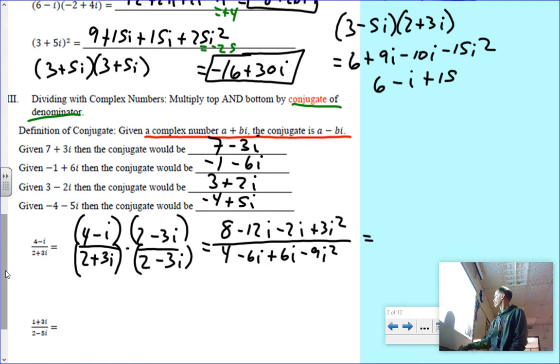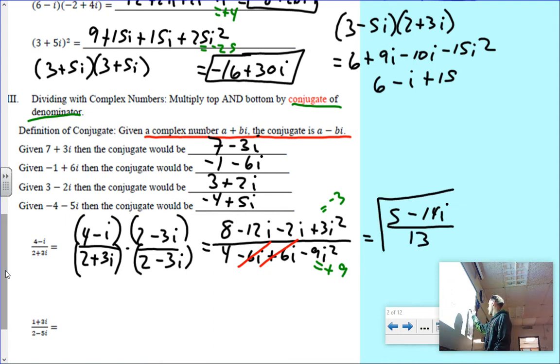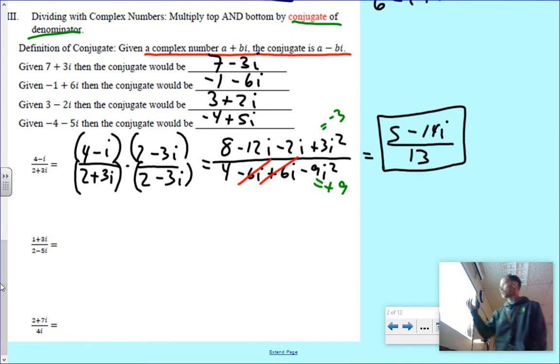We'll clean up the top. Remember, i squared is negative, so this is negative 3. So we have 5 minus 14i. But look what happens on the bottom. I got a negative 6i and a plus 6i. Those guys cancel out. And then this is equal to positive 9. So the bottom is just 13. Whenever you multiply by the conjugate, that will always happen. You will always just get a real number in the denominator. And that's what we want. Okay? So we're not really changing the problem any. We're just rewriting it so that there's not an imaginary in the denominator.